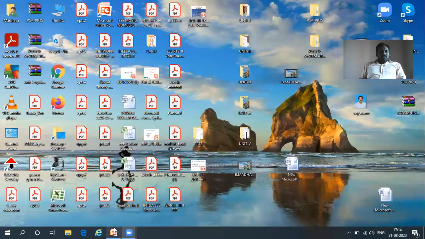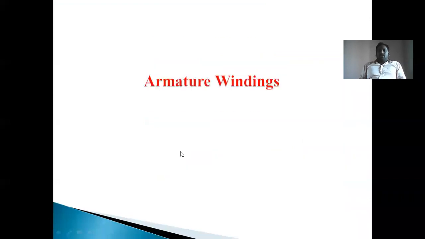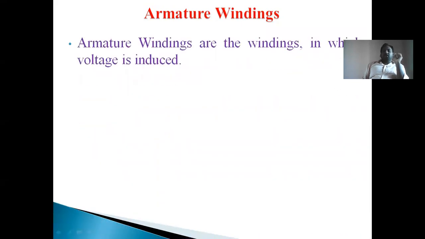Welcome to online classes. So today our concept is armature windings. Armature winding is something we have already studied in our DC machines and also in our electrical machines, induction machines. So now what is the purpose of armature windings? Armature windings are nothing but the arrangement of conductors in an armature circuit to induce EMF. For the production of EMF in a generator, we can use armature windings.